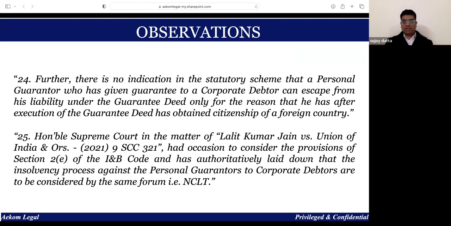Honorable Supreme Court in the matter of Lalit Kumar Jain had occasion to consider the provision of section 2E of the IBC code and has laid down that insolvency process against the personal guarantors to corporate debtors are to be considered by the same forum, that is the NCLT. So if the corporate debtor is already before the NCLT, then that NCLT has the jurisdiction to go against the personal guarantors, no matter where they are. They can be in a different state before the jurisdiction of a different NCLT, or they can even be abroad.